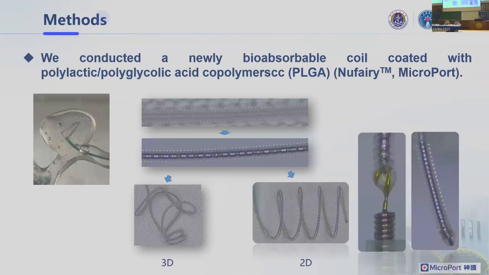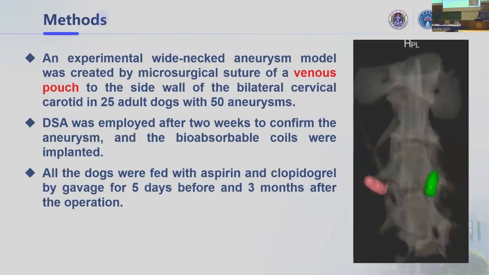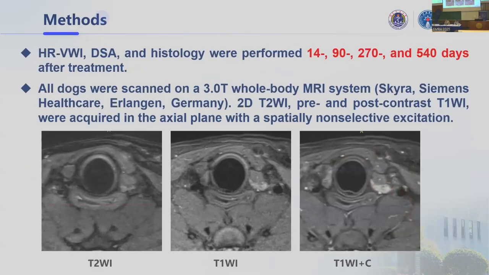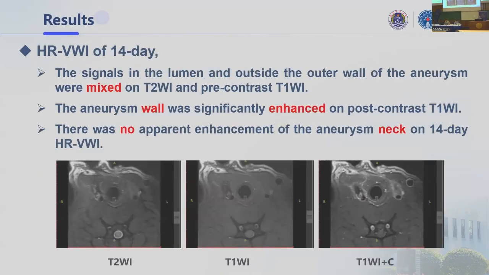We used a newly made bare suburban coil coated with PLGA, and the aneurysm was sutured with a venous pouch to the side wall of the bilateral cervical carotid. Then high-resolution vessel imaging, DSA and histology were performed at 14, 90, 270, and 540 days after treatment. The dog was scanned on the MRI for T2 and pre- and post-contrast T1 images. And let's look at the result.